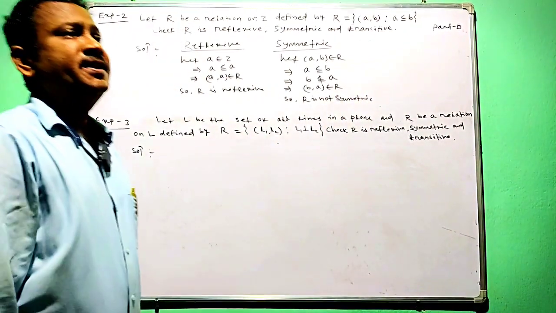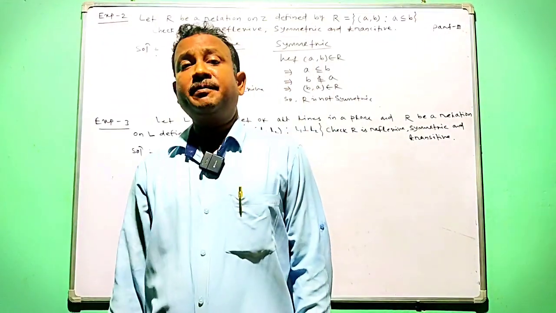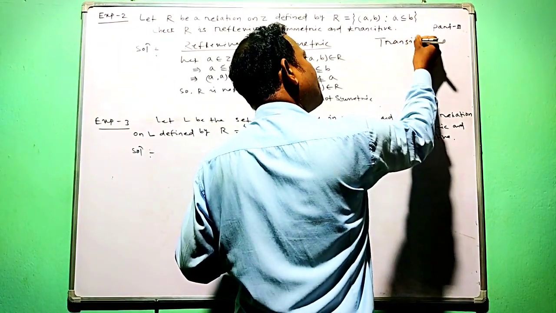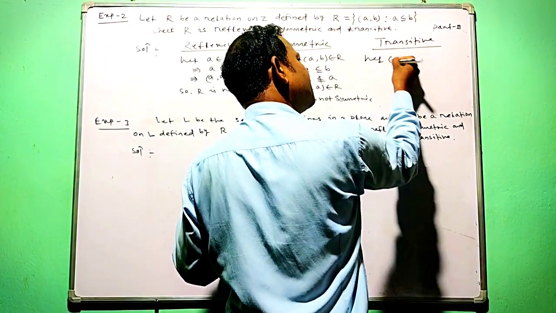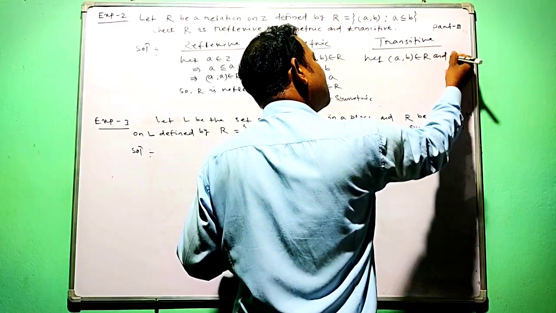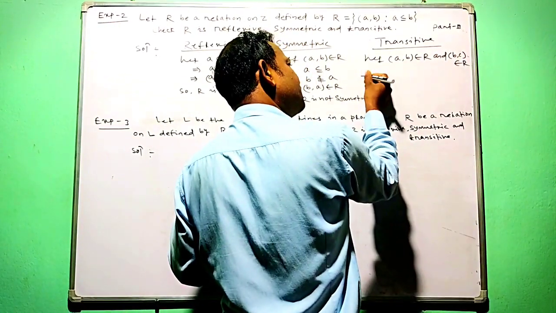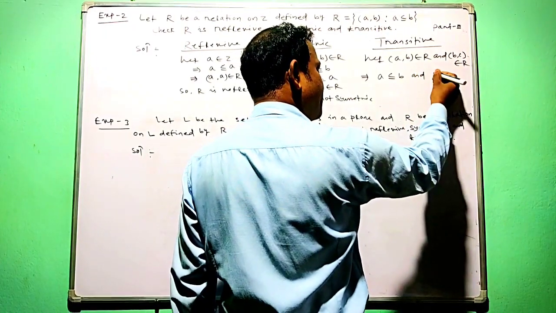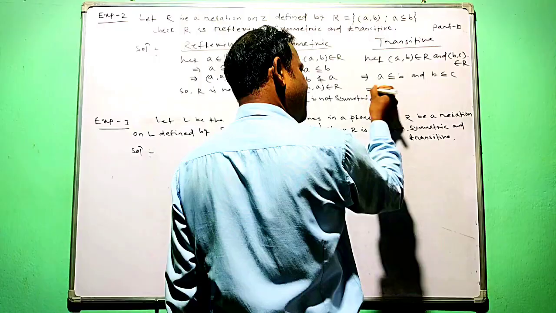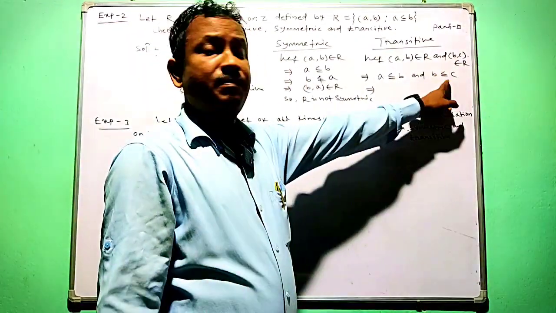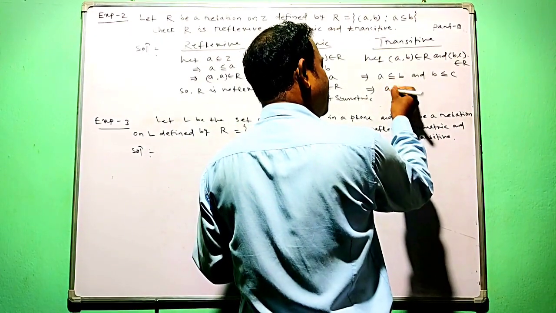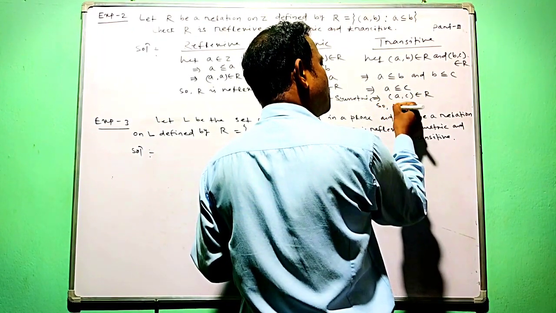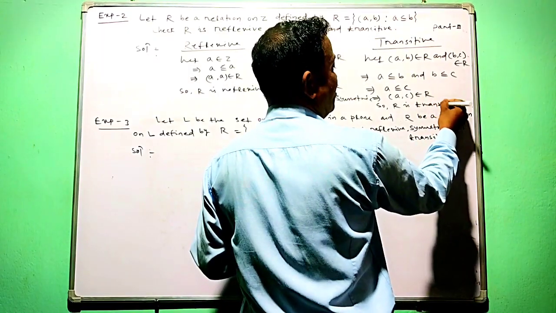Next to test transitive. Transitive means let (a, b) be an element of R and (b, c) an element of R, then we have to verify that (a, c) is an element of R. (a, b) being an element of R means we write a is less than or equal to b, and (b, c) being an element of R means b is less than or equal to c. That implies here a is less than or equal to b and b is less than or equal to c. That means a is less than or equal to c. That implies (a, c) is an element of R. So R is transitive.